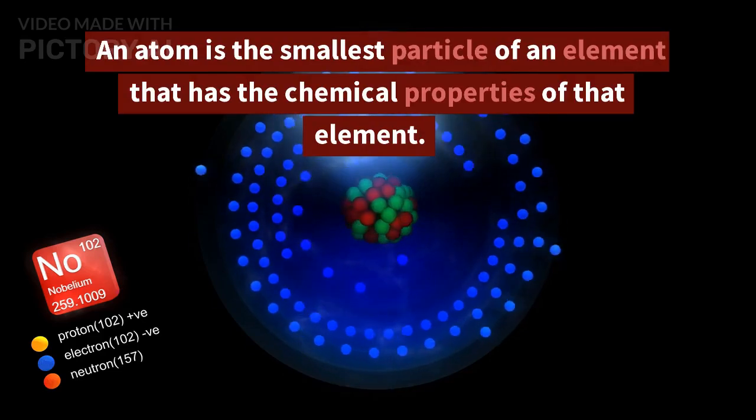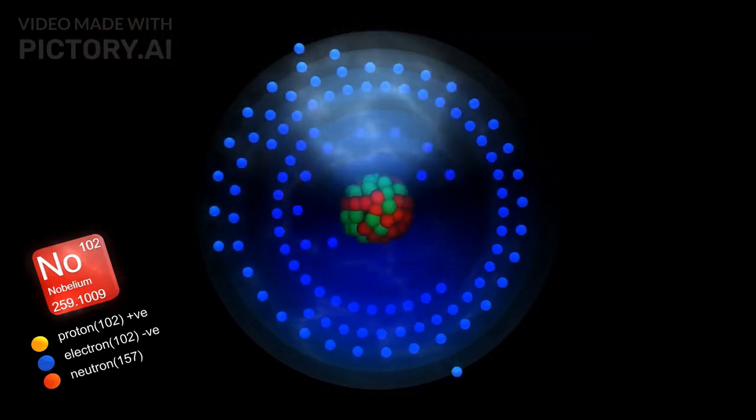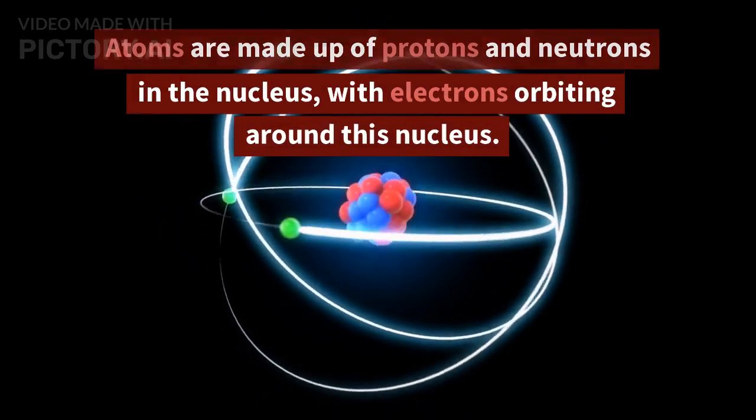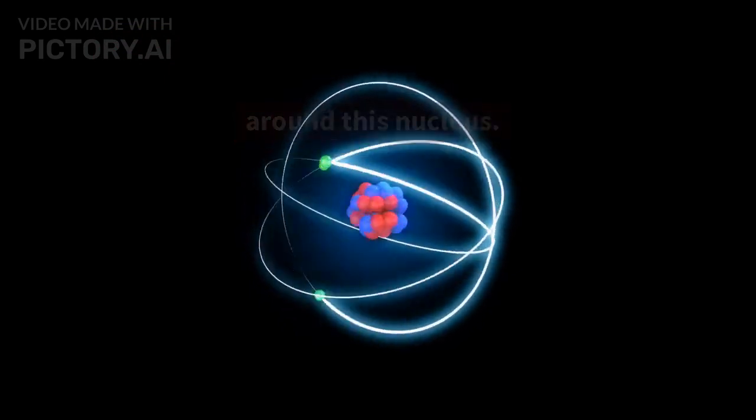An atom is the smallest particle of an element that has the chemical properties of that element. Atoms are made up of protons and neutrons in the nucleus, with electrons orbiting around this nucleus.